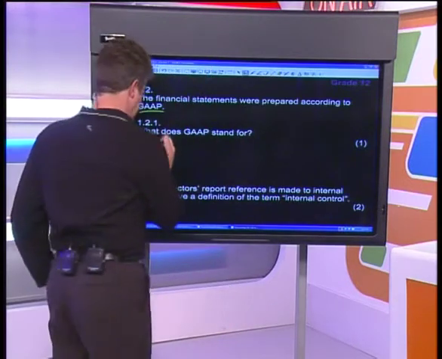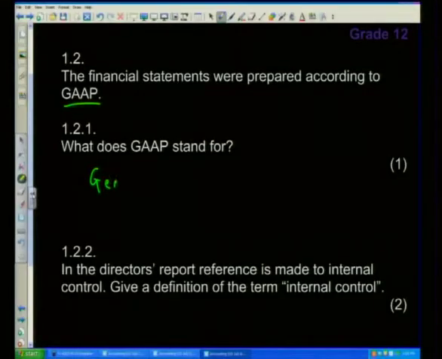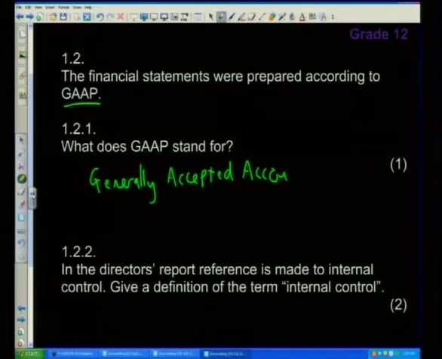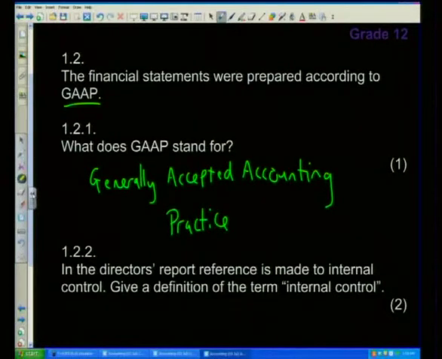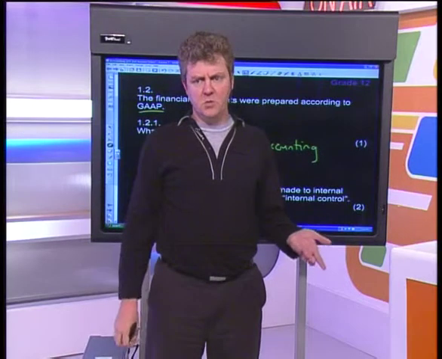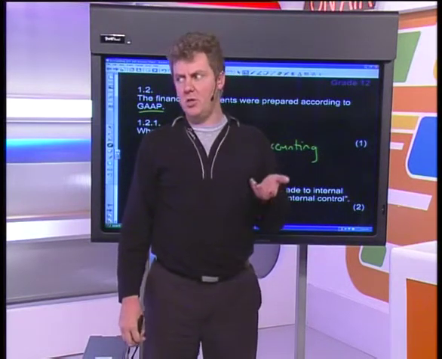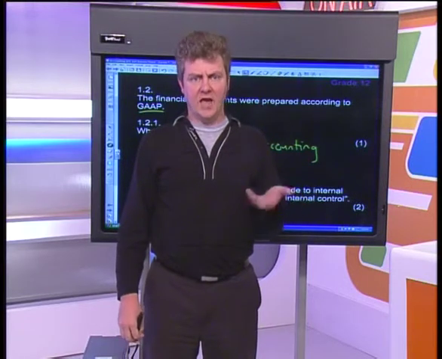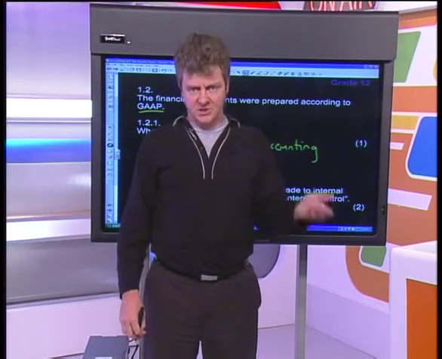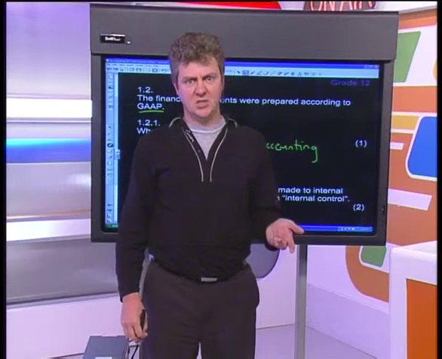So GAAP, you just need to know, stands for Generally Accepted Accounting Practice, and the P stands for practice. There are a number of principles that you should have been taught. In grade 10 you would have learned them, and they should have been revised in grade 11 and in grade 12 as well. Make sure you go over that work just so that you can name all of the different GAAP principles, because they often like to ask 1 or 2 theory questions about that.